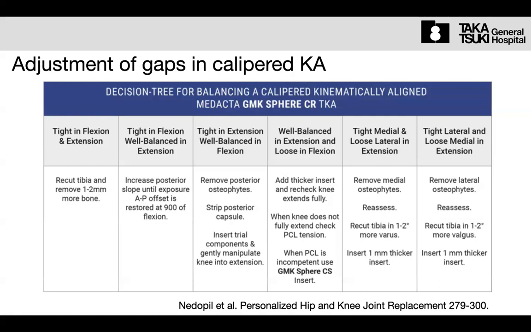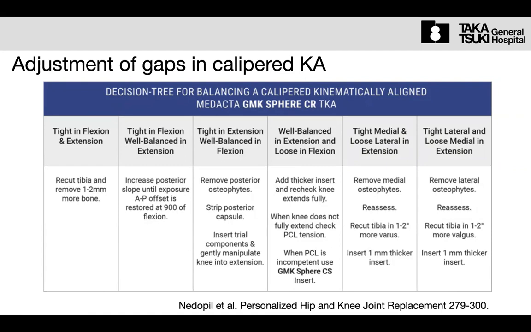And another one, well-balanced extension and loose flexion. Maybe this is the same thing: well-balanced extension, but flexion loose. So in these cases, similar to the previous case, the extension gap is tighter than the flexion. It's the same thing. A thicker insert is inserted and rejects the extension.